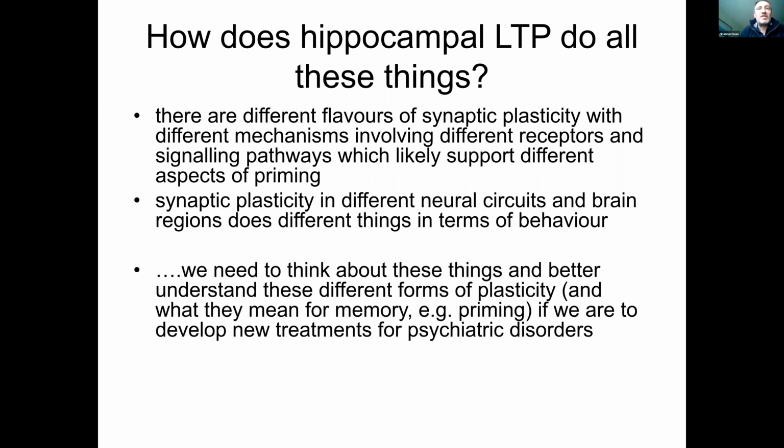And finally, just to say that if we think that LTP is an important target for these different psychiatric disorders, then we need to rethink what we think LTP is actually doing. And maybe by targeting specific forms of LTP that might map onto self-generated and retrieval-generated priming, we might do better at developing new treatments for these different psychiatric disorders.